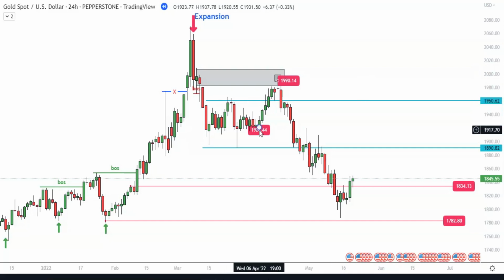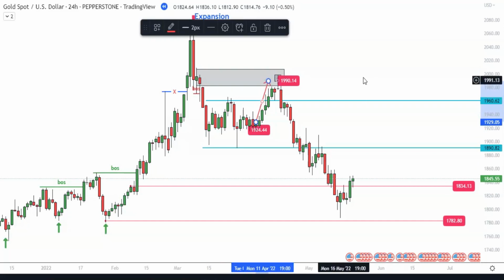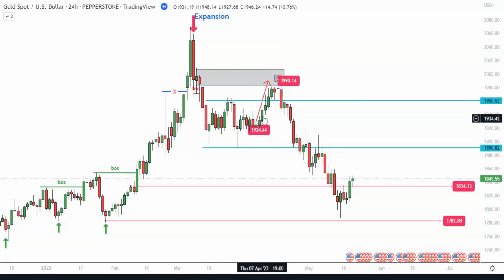This move here would qualify to be the fake breakout. But then you can see that if you went on small time frames, you could catch it. You could get it from this point to this point, and then you sell.